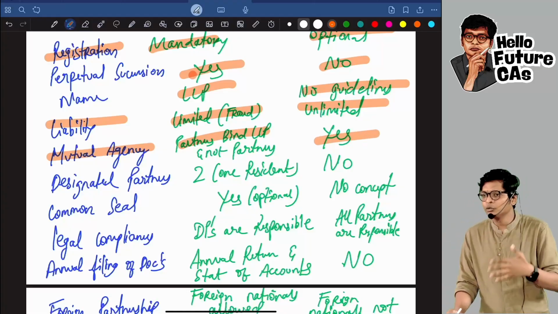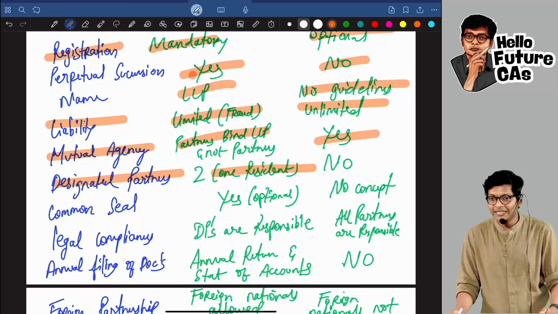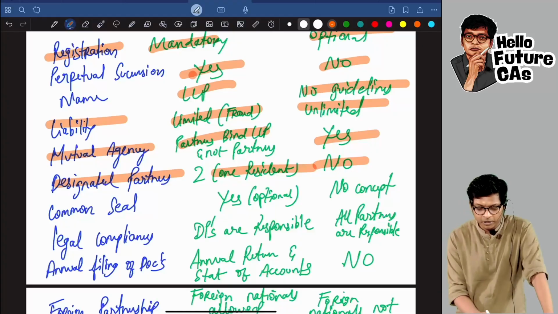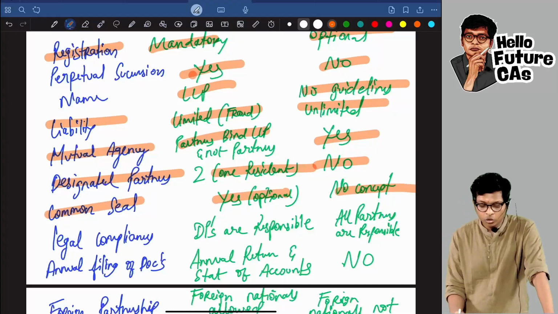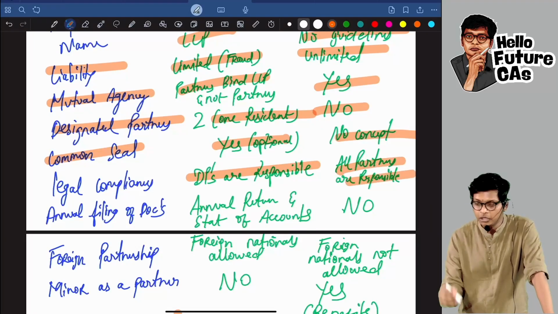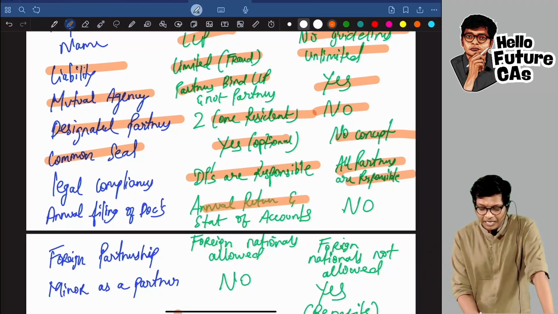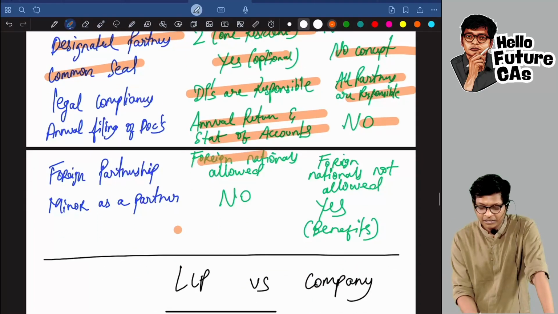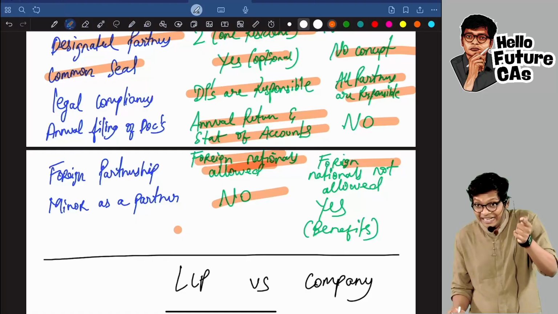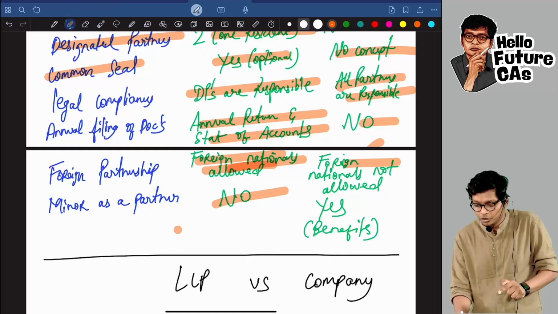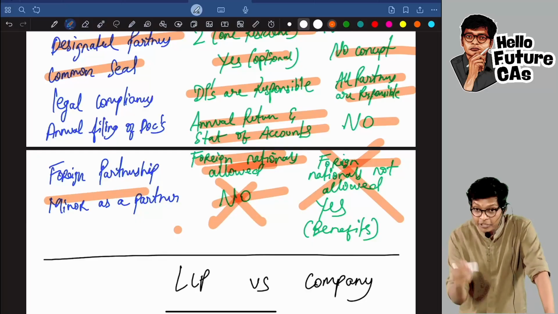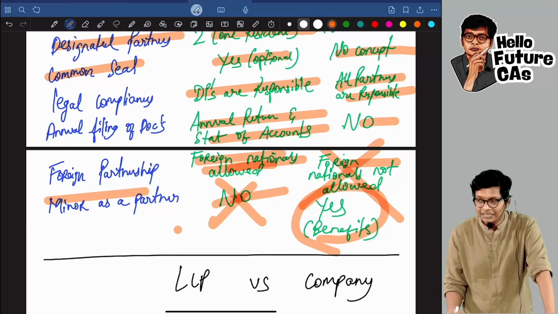It is like a revision. You tell me, guys. Designated partners in LLP: 2, 1 resident; that concept is not there in a firm. Common seal: yes, optional in LLP; no concept like that in a firm. Legal compliances: the designated partners are responsible; there, all partners are responsible. Annual filing of documents is here, not there. Foreign nationals can be partners in LLP, not allowed in partnership; only Indian nationals should be there. Minors are not allowed in LLP, but in partnership, yes, it is allowed.